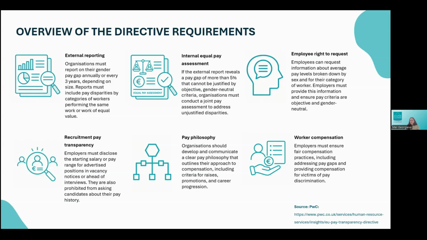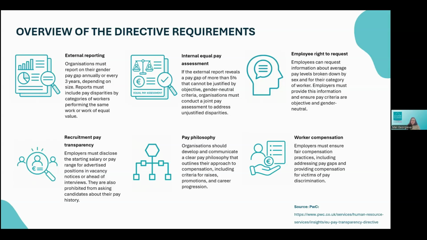Very similar to when GDPR came in, so employees had access to request information about their data and how it's being stored and handled. So now employees will have further rights to request information around their average pay levels, broken down by sex and their category of workers. So still talking about that piece around category of workers. And employers must provide this information. I believe with the legislation, they have around 60 days to provide this information and ensure that the pay criteria is objective and gender neutral.